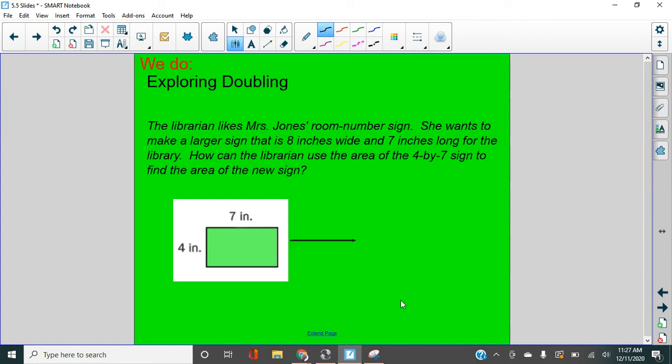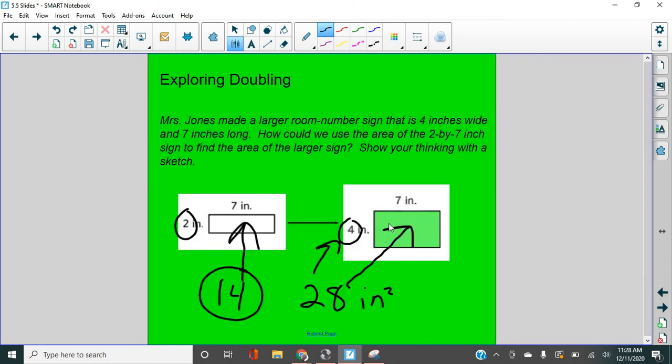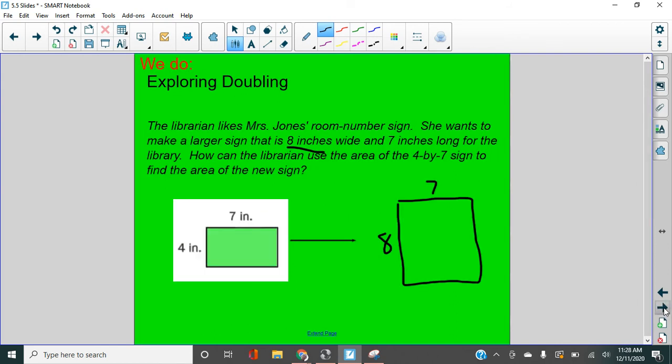So first I need to draw here. What should I draw? I need to draw the new sign, and it is double, right? That stays the same, but now it's double. It's 8 inches wide. How could we find the area of this big one? All right, well, we have to use what we know before, right? We knew that this one was 28, and probably should have put that here. This one was 28 inches squared.